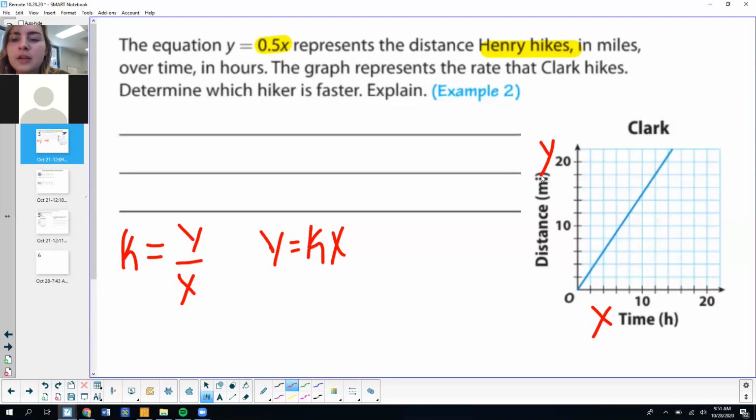The graph represents the rate at which Clark hikes. So Clark, let me get my other highlighter. Clark is over here. What we need to do is figure out a place to put a dot, a point on the graph, where it meets x and y. Putting one right here would make no sense because it's not touching a perpendicular part of the graph where x and y meet. We need to put a point on the graph where x and y meet the line. And you can do that on any of these parts.